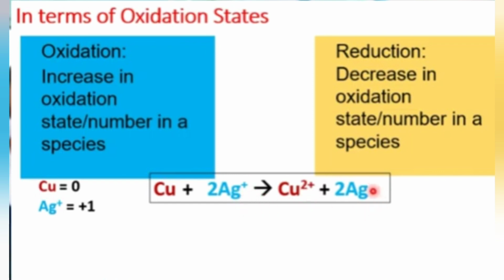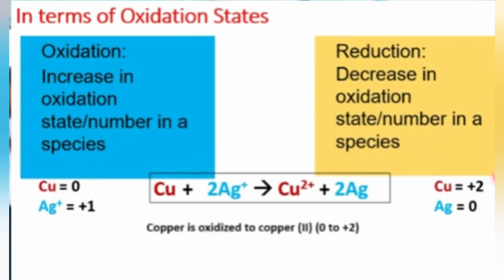While on the other hand, you see that the silver oxidation state is changing from +1 to 0, is it not? It's decreasing from +1 to what? 0. So we say silver is undergoing what? Reduction, because it's actually gaining what? Electron. In a sentence, we say copper is oxidized to copper 2 ion, is it not? Which is from 0 to +2. On the other hand, silver is reduced from silver ion to what? Silver, that is from +1 to what? 0. Alright, I believe you understand.